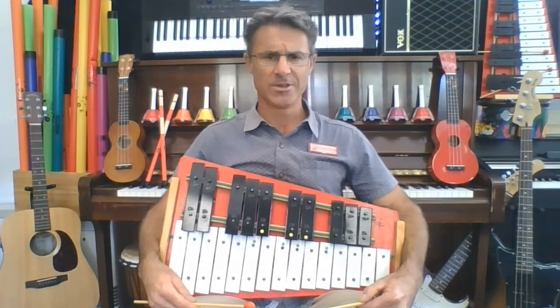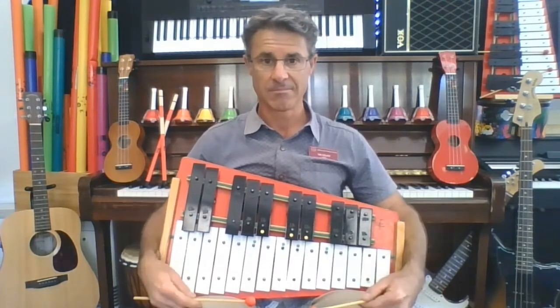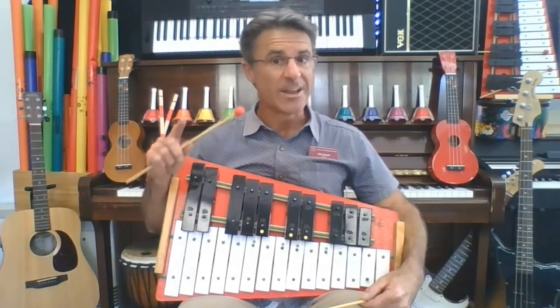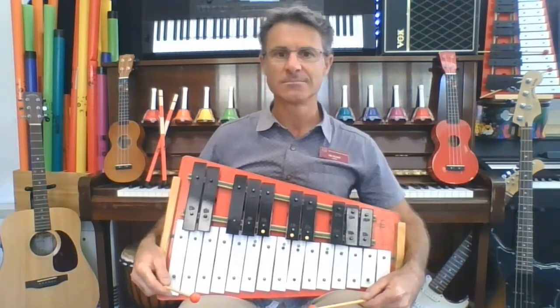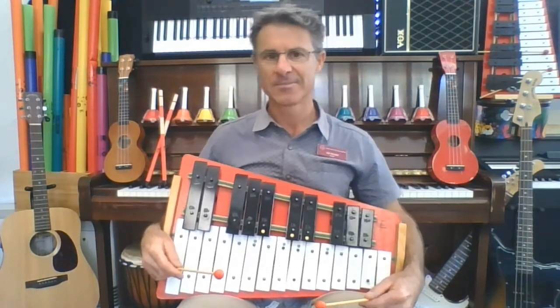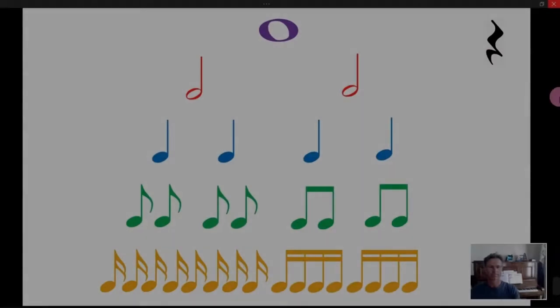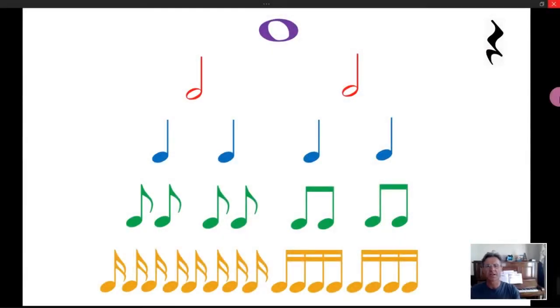How many of your music room instruments can you see around me? Oh, and there's one hidden traveller. Hey girls and boys, let's start today with a little bit of a rhythm tree.